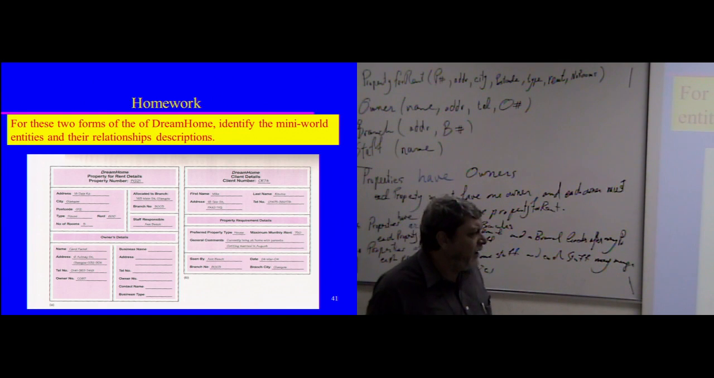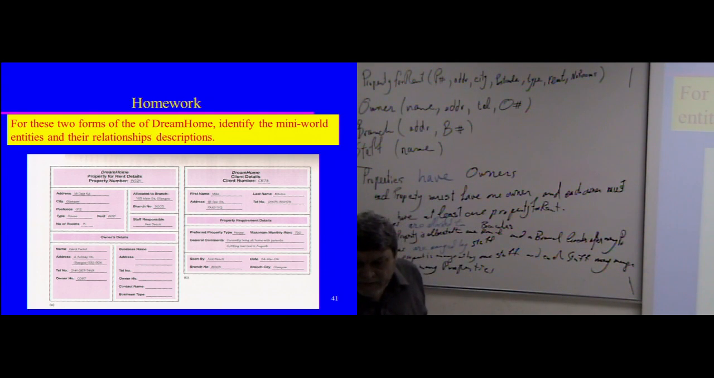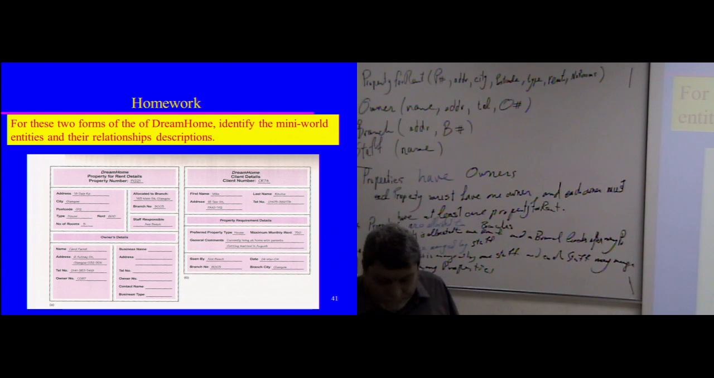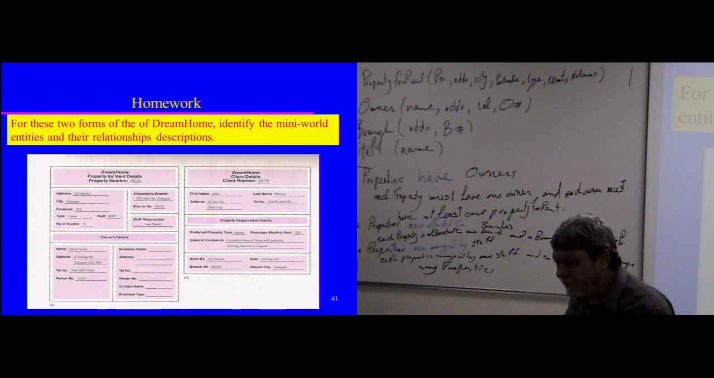Then I ask myself another question. What other entities are there in this form? So there is a branch. What are the attributes as per this form for the branch? Branch number and branch city. I want you to look at the branch here. Address and branch number. It doesn't have the city.